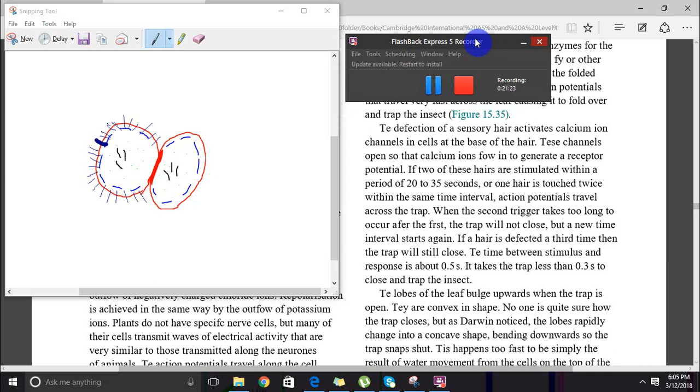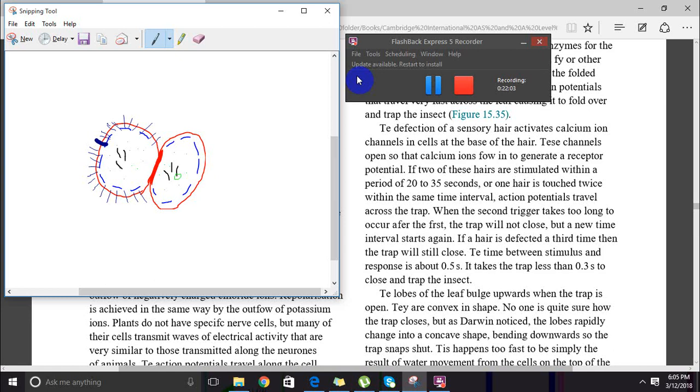So if a sensory hair is deflected, the deflection activates calcium ion channels that are at the base. So there are calcium ion channels at the base of these stiff sensory hairs, and these channels then open because of the deflection, because of the insect bumping into them. And so calcium basically flows in, and this flow generates something called a receptor potential.